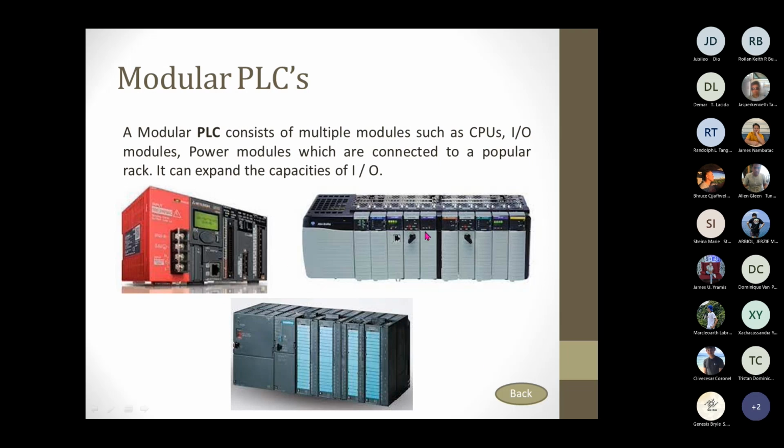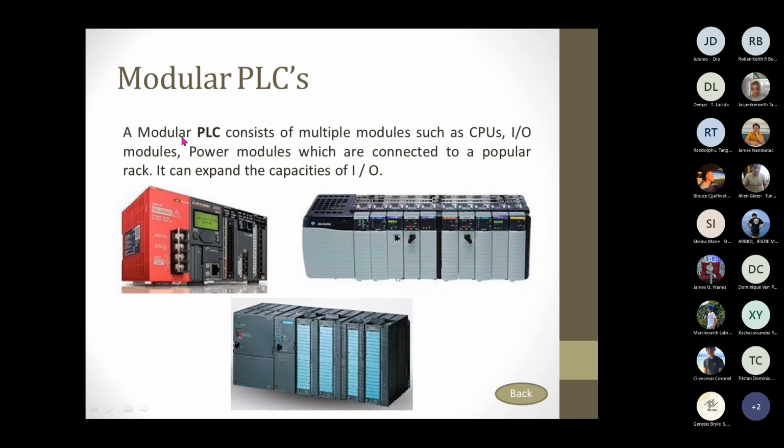So unlike with the compact type, where all of the components are integrated into one place, or one body. That's why we call that one compact. So all of the components are held in one place. But for modular, it's not. So the supply is different, the input module is different, the output module is also different.